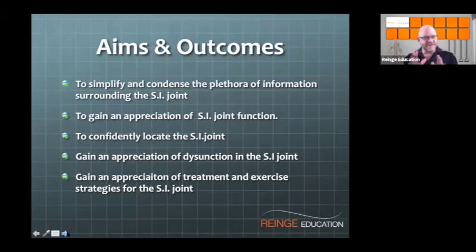We're going to get an appreciation of the function. I could go on all day about function. I could go on all day about tests. So we have to condense it down. I'll show you a couple of ways of locating the SI joint if you struggle with that. I want you to appreciate what it is about dysfunction, because there's not much dysfunction that occurs in the SI joint, so let's be clear on that. And what you can do, both from a therapy point of view and an exercise point of view, and of course a combined point of view, to help it, and we'll run along some of the medical strategies that people come up with on the way.